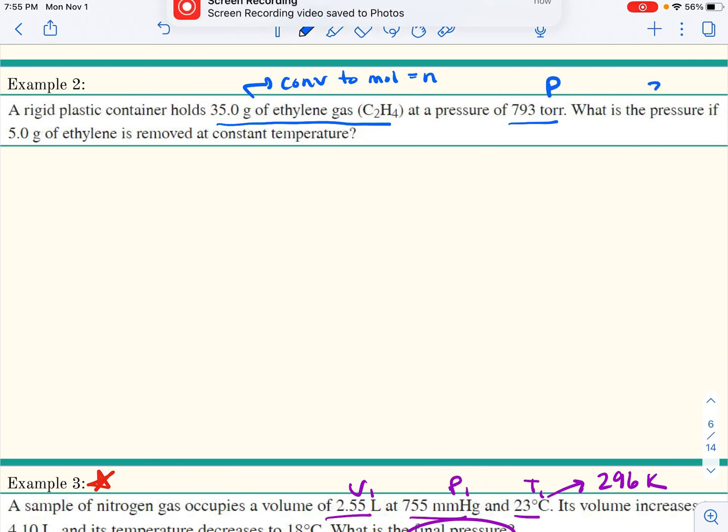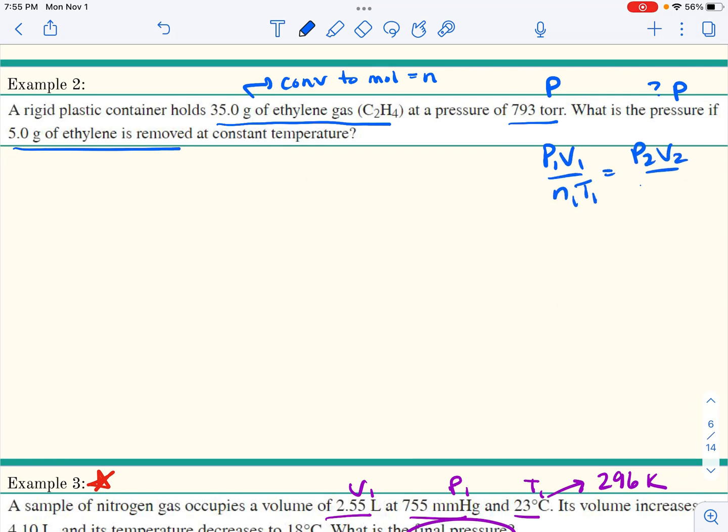We have a pressure, and we want to know what is the pressure if 5 grams are removed. Okay, so we'll have to figure out how much is left in the container, but we can figure that out. So this is a before and after scenario, and it looks as though we're using pressure and moles. So this would be P1 V1 over N1 T1 equals P2 V2 over N2 T2. And they're saying the temperature is constant, so we know we can ignore the temperature, and they're saying it's a rigid container, so we know the volume doesn't change.